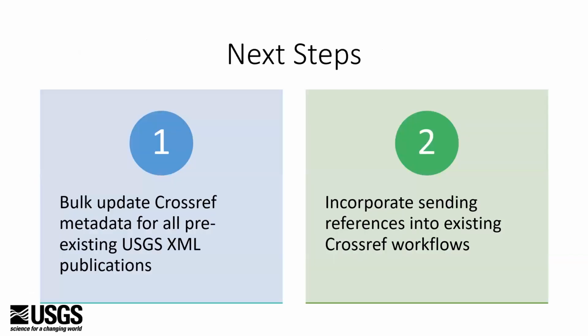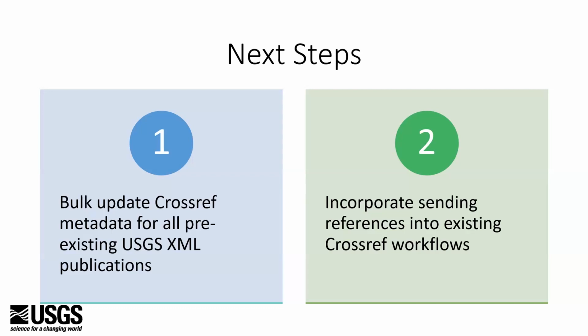So this is all very new, it happened a couple weeks ago. Our next steps are to run a bulk update of our Crossref metadata for all pre-existing USGS publications that are formatted as XML publications. As I mentioned, this is kind of a recent thing. We started our XML publishing journey around 2019, and we're still working on that process. So we're not yet comprehensively employing XML publishing.